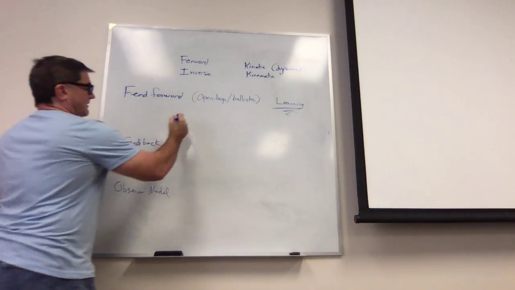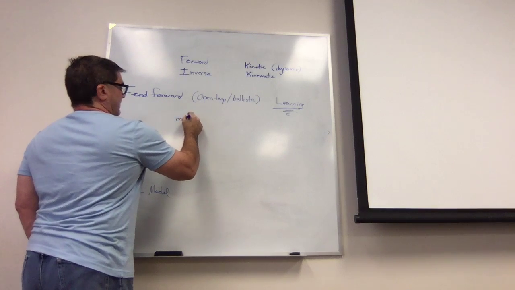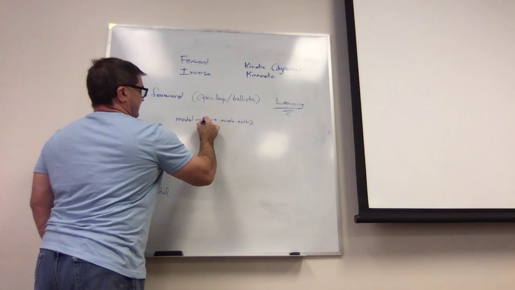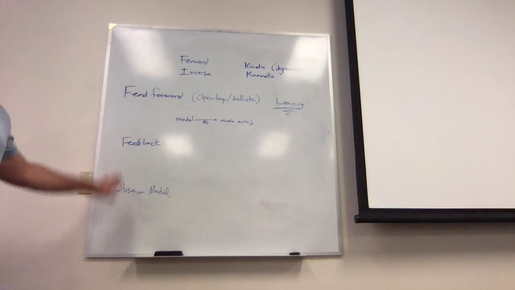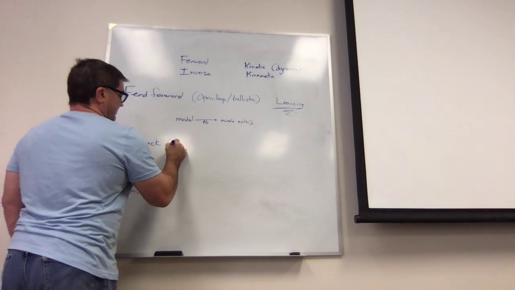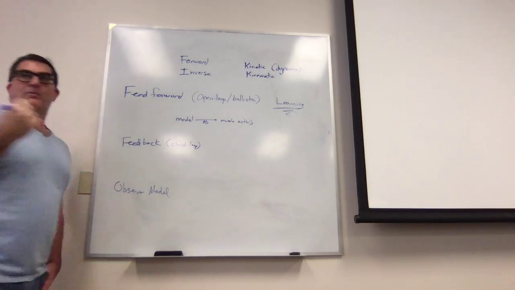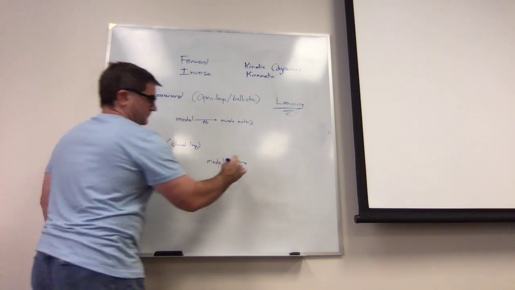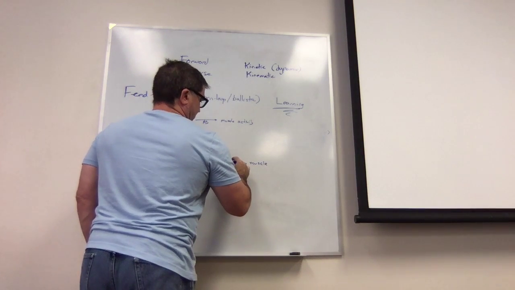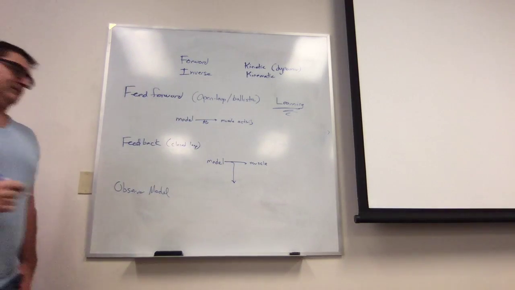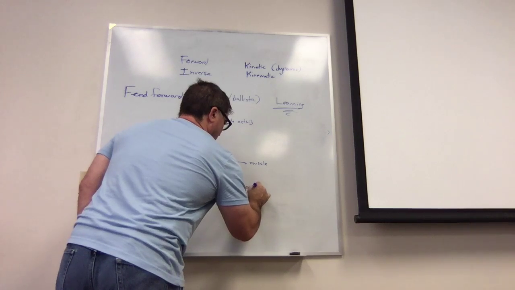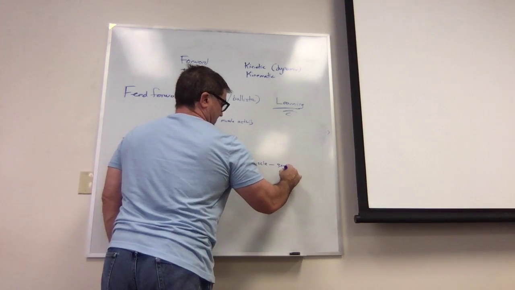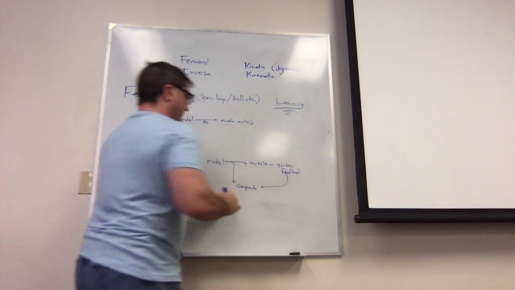For the feedback, if we think about what's going on, we have a model. And we send down signals that lead to muscle activity. Feedback is a little more complicated. Sometimes it's called a closed loop. Here we have a model. We send out a signal to the muscle. We also send out a signal to some sort of comparator. And when the muscle moves, we also get sensory feedback. That also goes to the comparator.